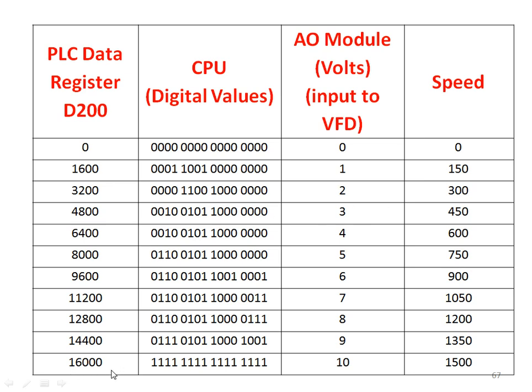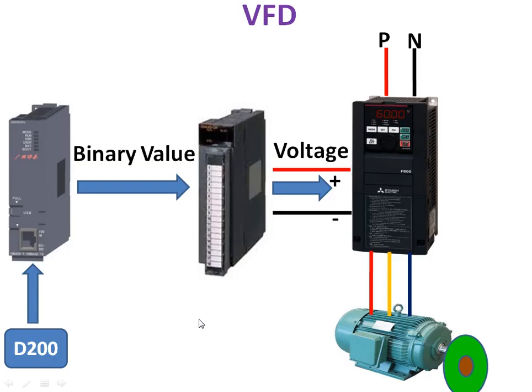Similarly, if 16,000 is given, the 16-bit value all becomes 1. So your analog output will produce 10 volt, and your machine will run at 1500 RPM. Let us see the animation.